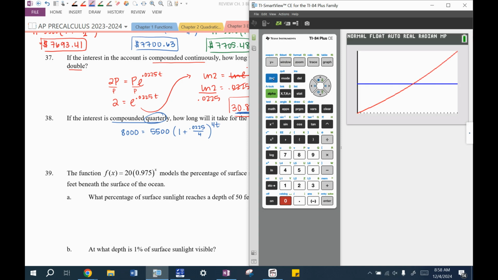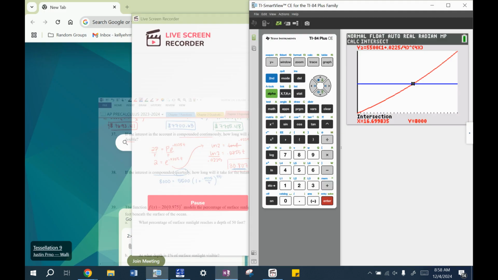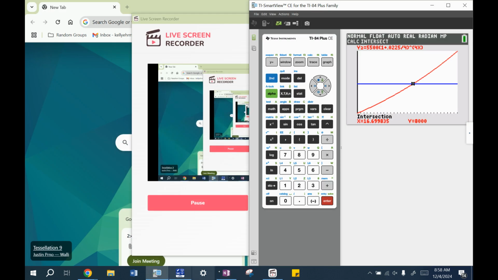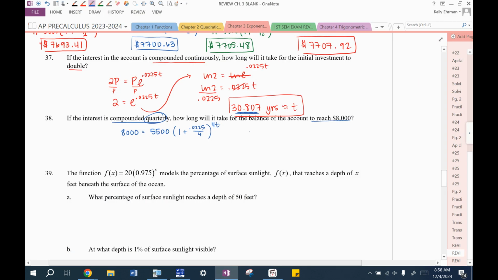As long as you can see the intersection point, you're good, and the calculator will find it for you. So this is 16.699, which would round up to 16.700. So the time is 16.700 years.